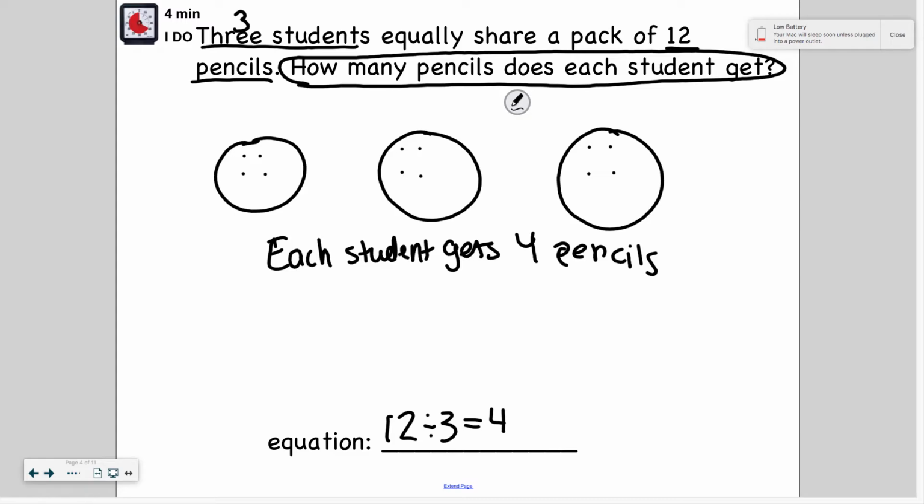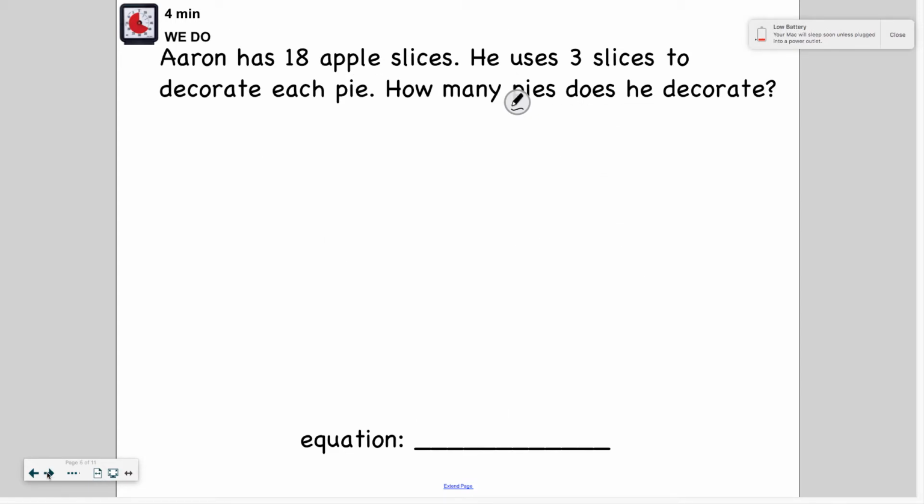So let's try one together. As always, please grab a piece of paper and a pencil or something to write on so that you can solve with me. So if you don't have those materials ready with you now, please go ahead and pause the video now and get those things ready so that you can solve with me. And press play when you're ready.